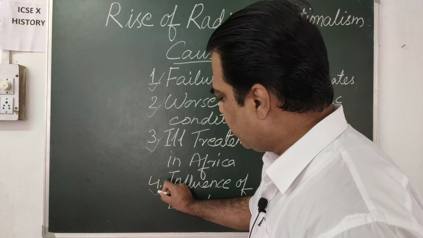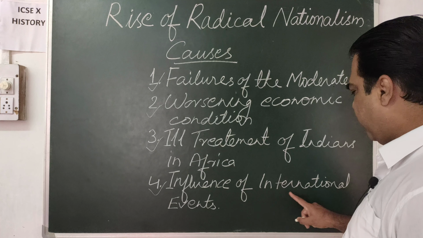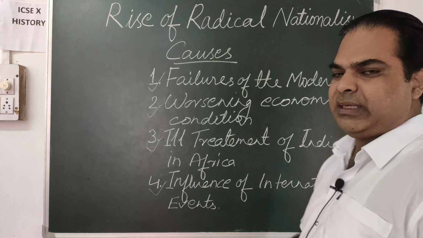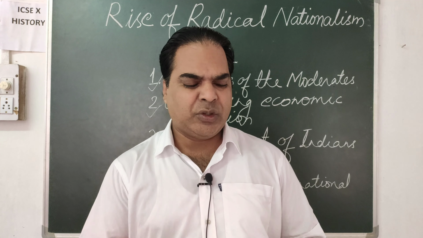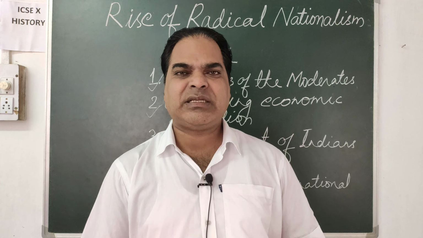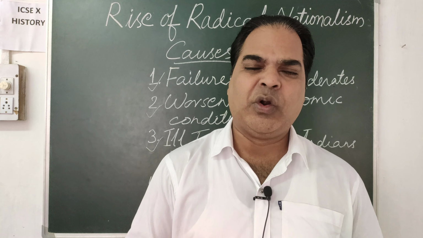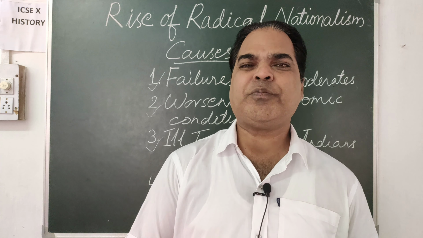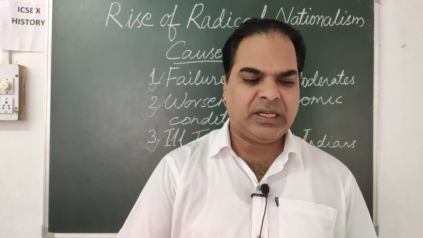The fourth one you can see here, influence of international events. At the time when the Indian national movement was going on, what things were going on in other parts of the world? Some of the international events were also responsible for the rise of radical nationalism, as events in other parts of the world also popularized radical actions.